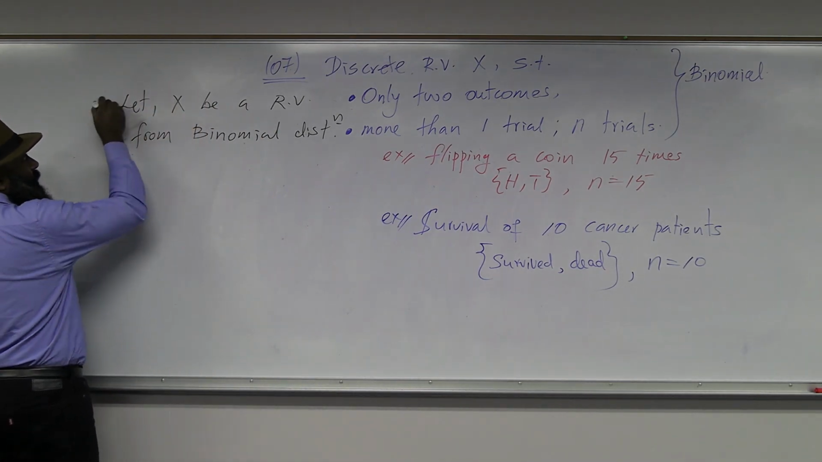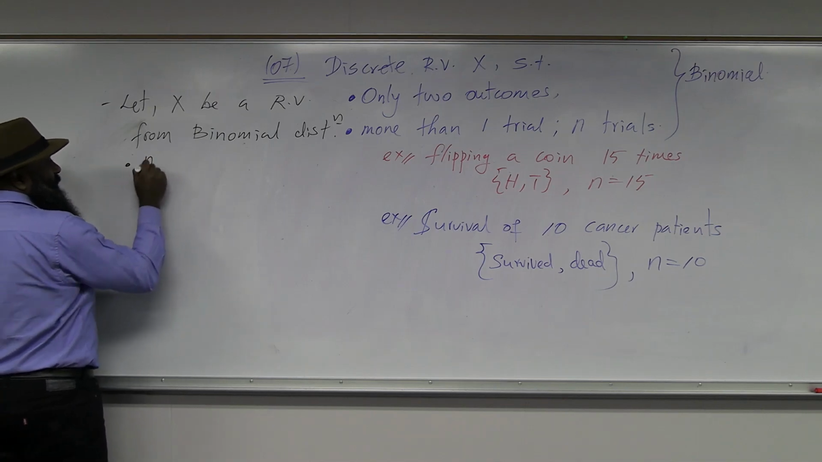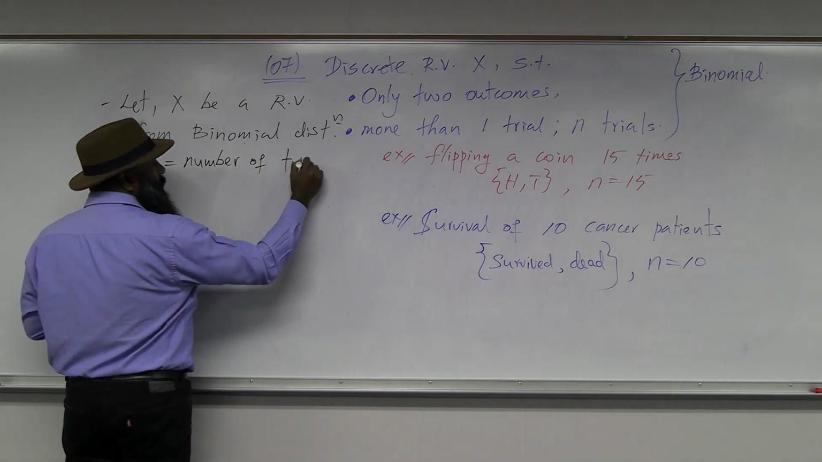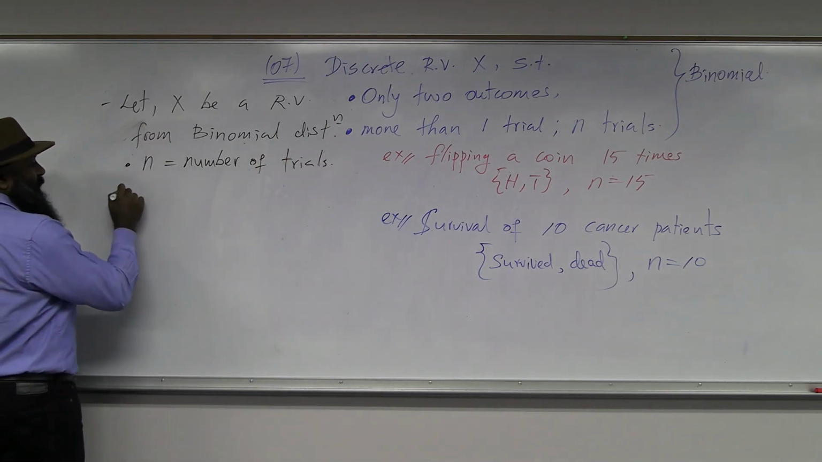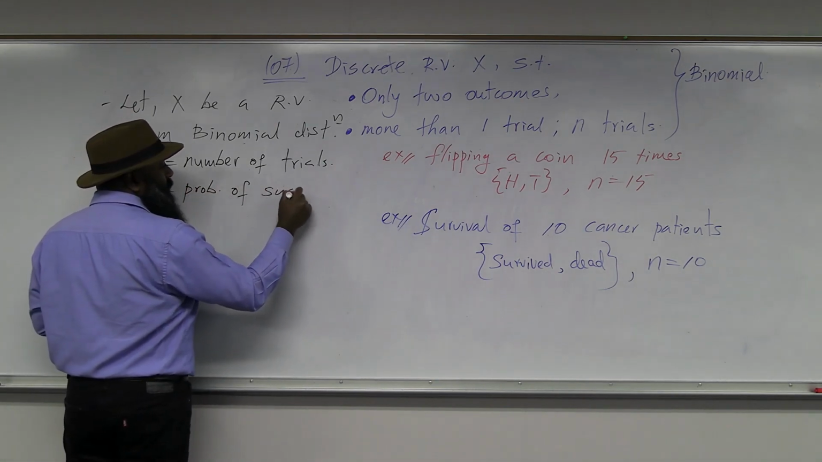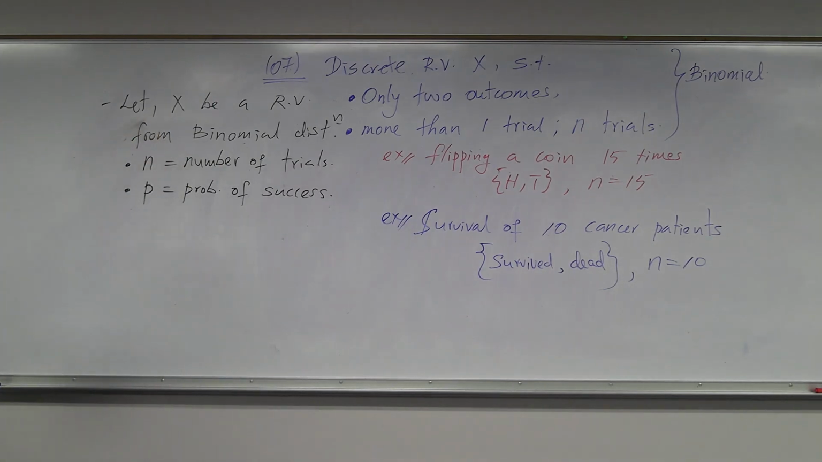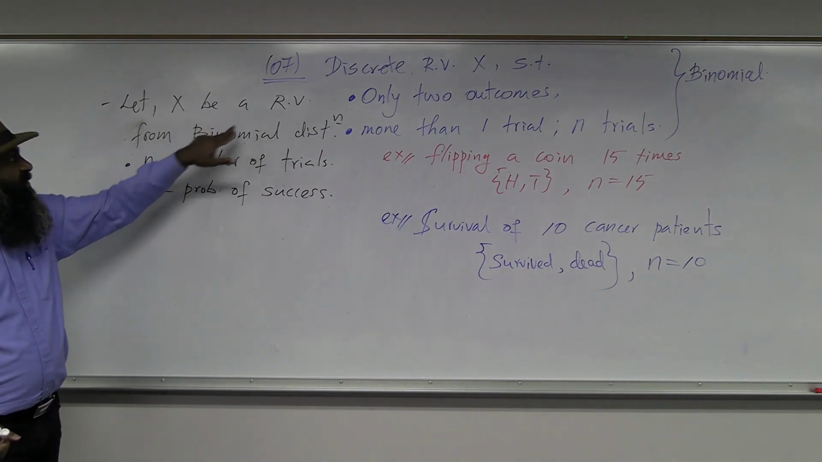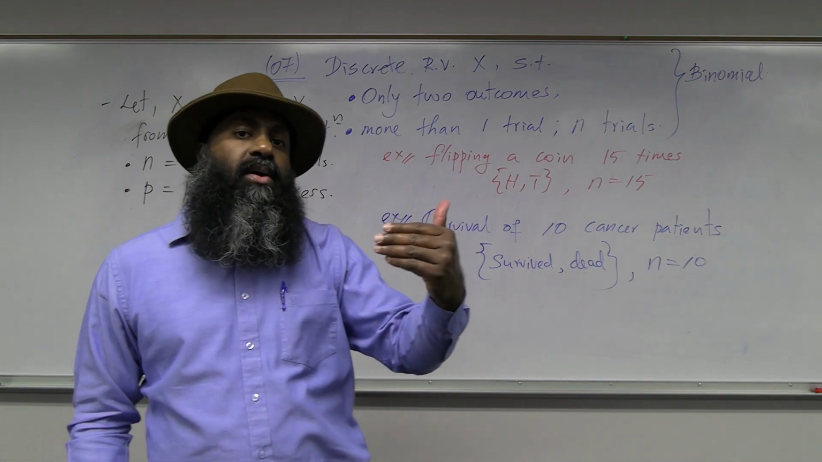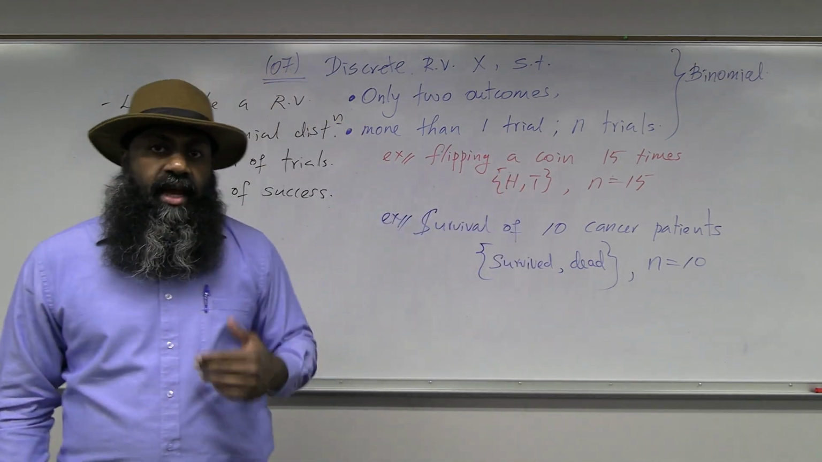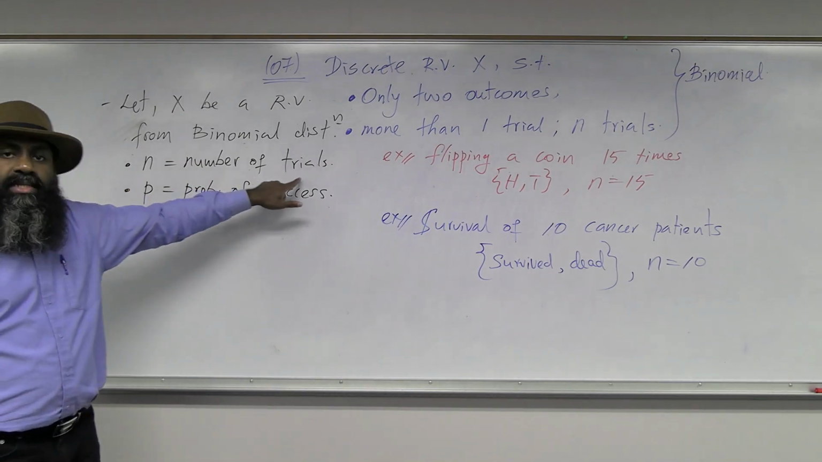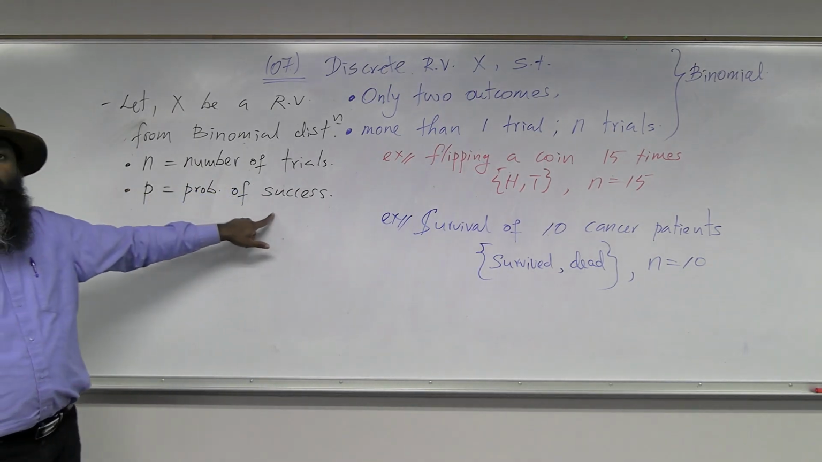Let's say n is the number of trials. And then we have p is the probability of success. So x be a random variable from the binomial distribution, which means it has just two outcomes. One outcome is called the success, the other outcome is called the failure. And I have n number of trials, probability of success is equal to p.